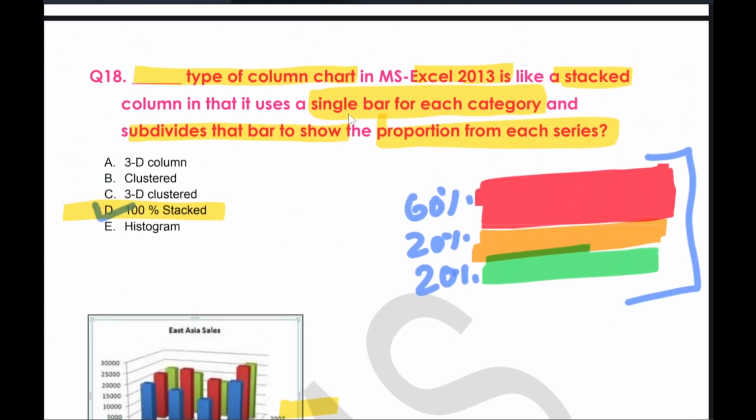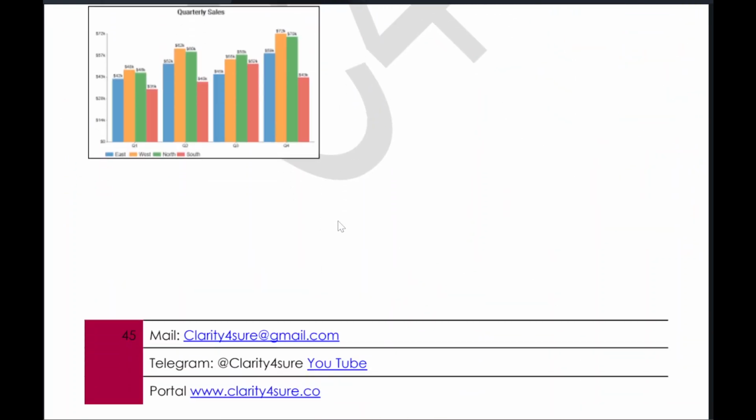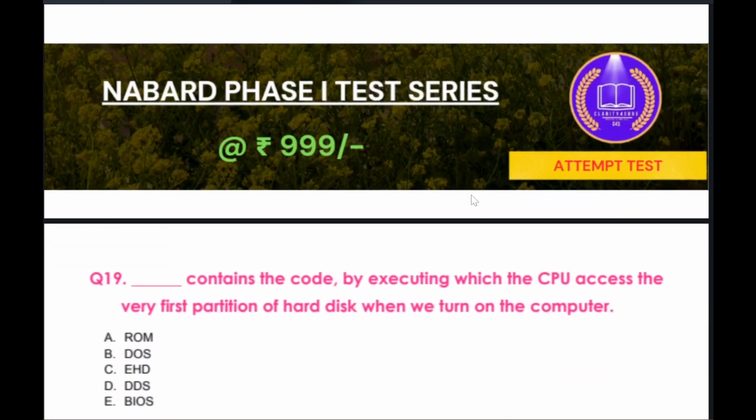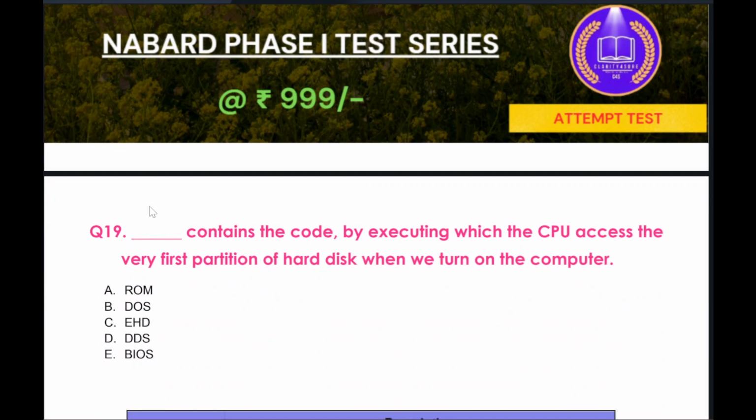For this question, the type of column chart in MS Excel is the stacked column, which uses a single bar. This all is a single bar for each category, and it subdivides that bar to show the proportion from each series. I hope this is understood. This is the example of a stacked bar. Then we have question number 19.